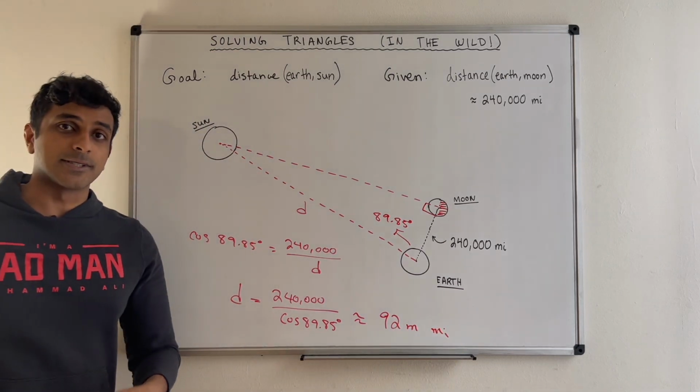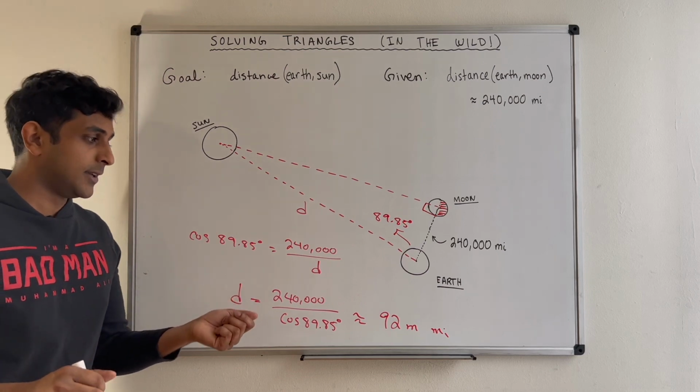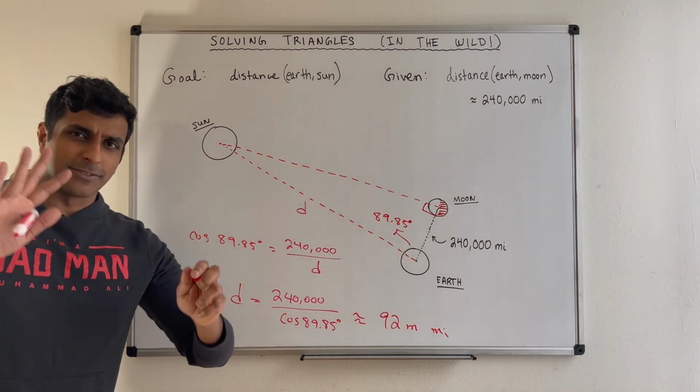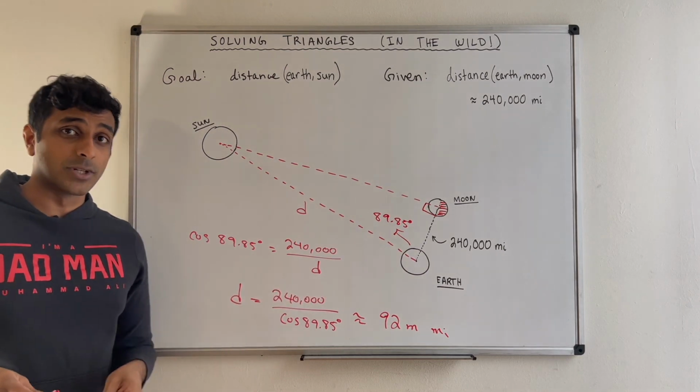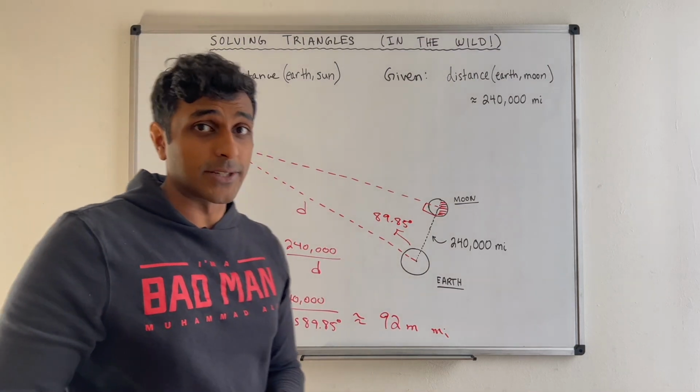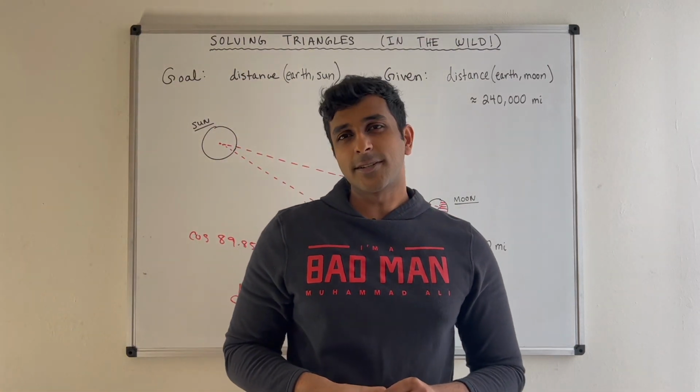And the actual distance between the Earth and the sun is about 93.7 million miles or something like that. So that is a really darn good estimate. So that's pretty cool. Let's try something a little harder.